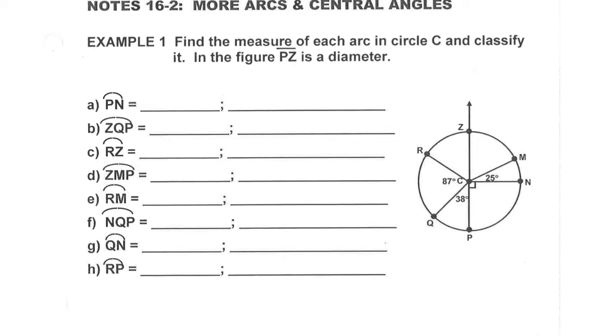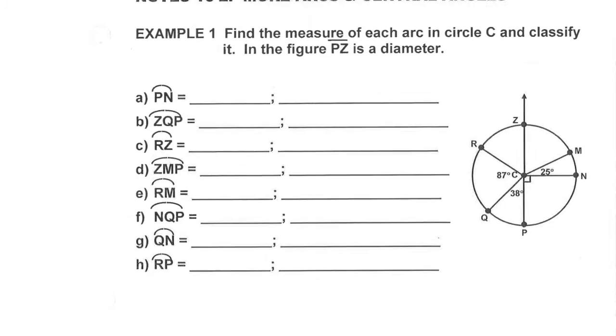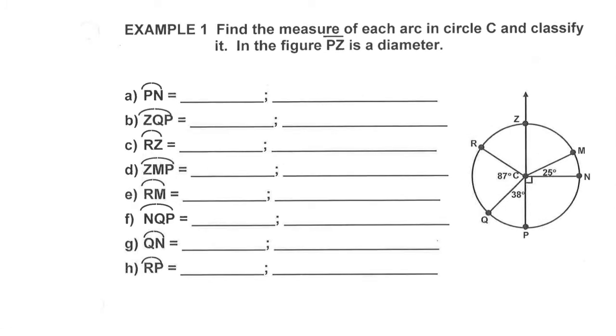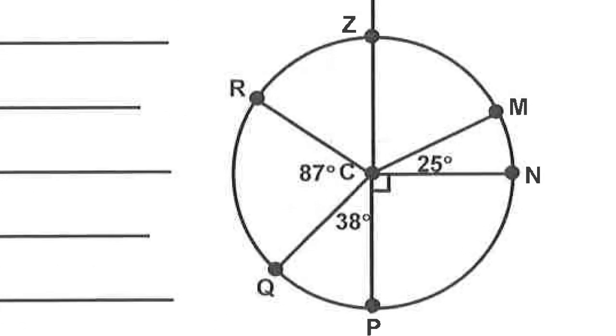Remember, minor arc is going to be less than 180, a semicircle is exactly 180, and a major arc is over 180. And it also says that PZ is a diameter. Okay, remember a diameter cuts our circle in half. So I think the easiest way to do this is to start off, fill out the circle, and then go back and do the rest. So it tells us a lot of stuff in the circle.